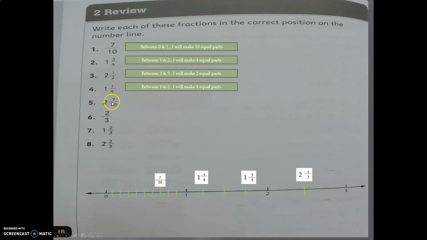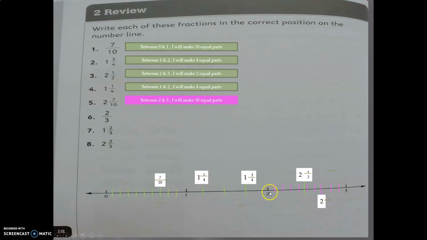Let's go to number 5. 2 and something. So this mixed number should be where? Between 2 and 3. Very good. But I need to cut the area between 2 and 3 into how many equal parts? Look down to the denominator, 10. So from 2 to 3, I needed to cut it into 10 equal parts. 1, 2, 3, 4, 5, 6, 7, 8, 9, 10.